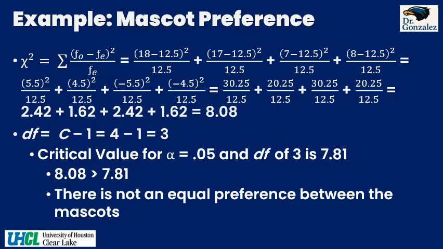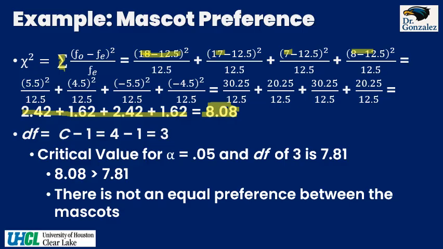All right, this scary looking math here is simply them working out what we just talked about. They're taking F sub O minus F sub E, so 18 minus 12.5. They're squaring that and dividing it by 12.5. And they're doing that for all four observations. So you've observed 18, observed 17, observed 7, observed 8, etc. They calculated this out to get the interior, 5.5 squared divided by 12.5, etc. Now you're down to 30.25 over 12.5, etc. Then you get down to 2.42 plus all of this. That's where you're summing, and they get a statistic of 8.08.